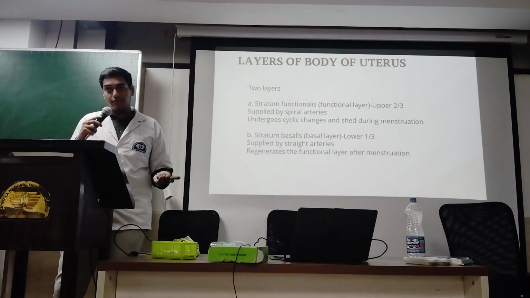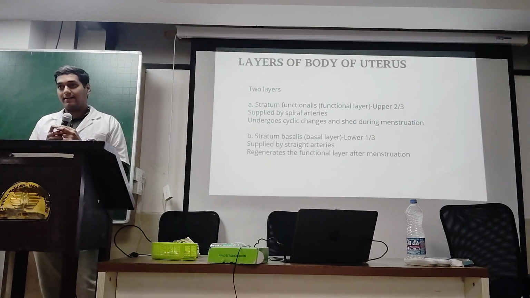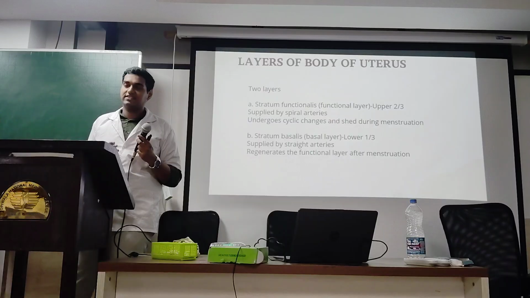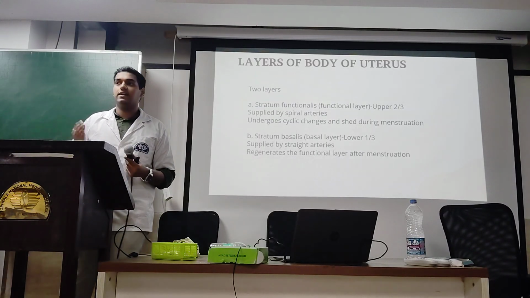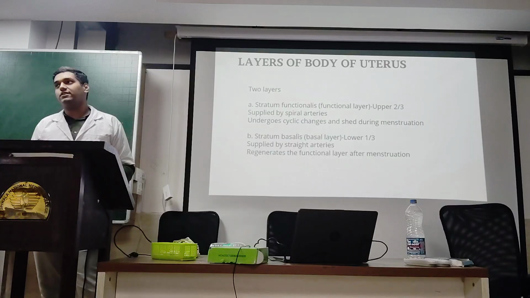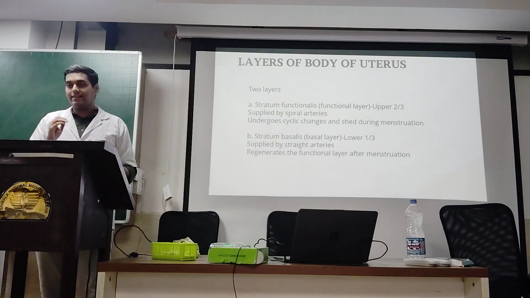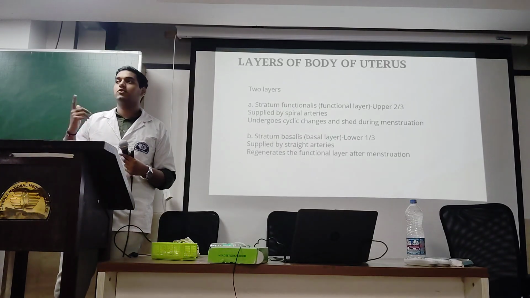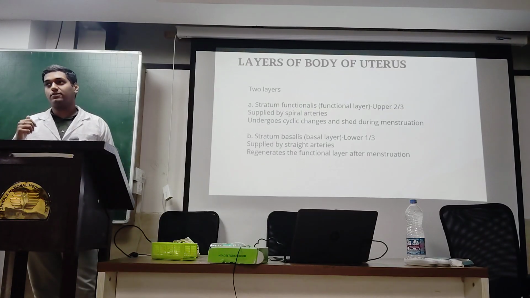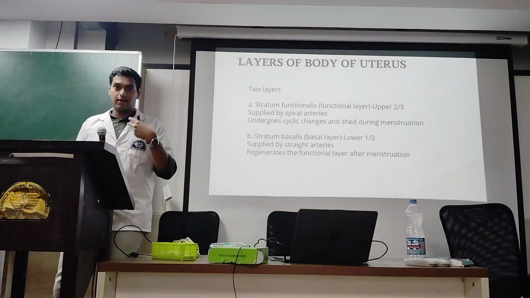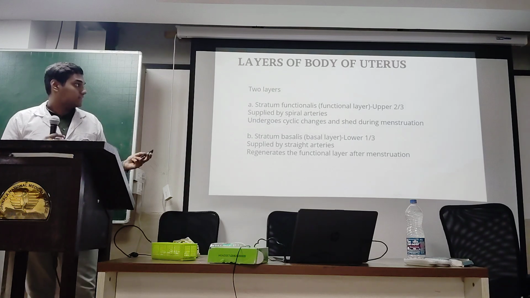The endometrium is further divided into two layers. The innermost layer is known as the stratum functionalis, and the outer layer is known as the stratum basalis. The stratum functionalis consists of the spiral arteries, and it undergoes cyclic changes during menstruation. Whereas the outer layer, the stratum basalis, consists of straight arteries, and it helps in the growth of the stratum functionalis.